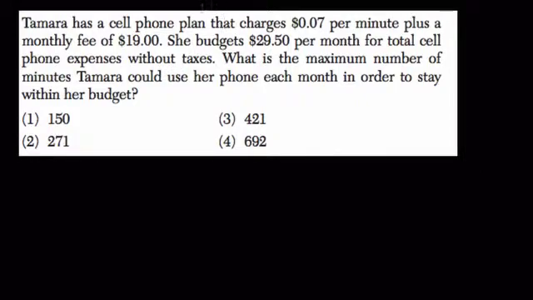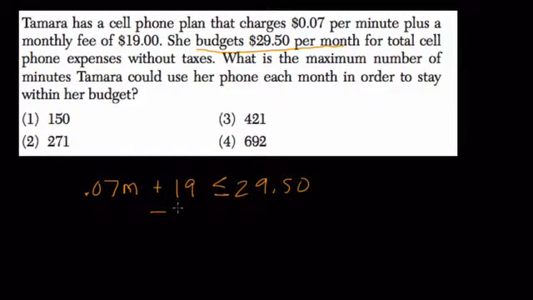Okay, Tamara has a cell phone plan that charges 7 cents per minute, so 7 cents times the number of minutes, plus a monthly fee of $19. Her budget is $29.50 per month, and that just means she can't spend more than that unless she wants to go into debt. What is the maximum number of minutes she can use? So how many minutes can you use, plus the 19, and always stay less than or equal to $29.50?